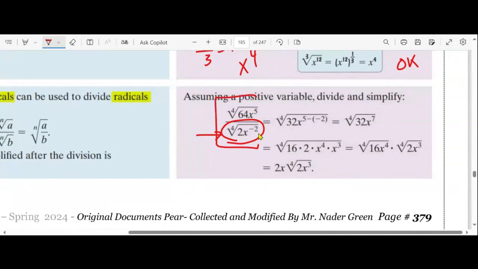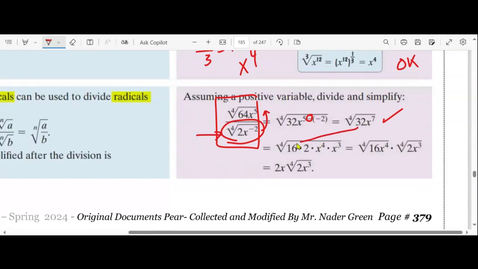You combine them together. And then you divide 64 by 2, and you get 32. x to the power of 5 divided by x to the power of negative 2. Same base, then you subtract the exponents. And remember, you move the negative 2 to the top, so it becomes negative here, right? So negative times negative gives you positive, so you get 7. Is this clear?